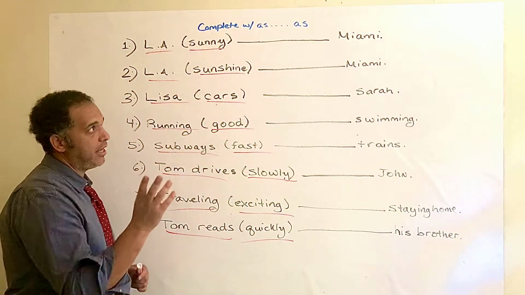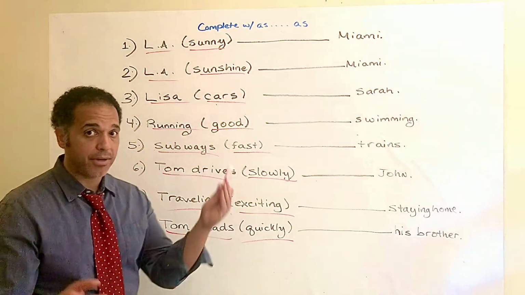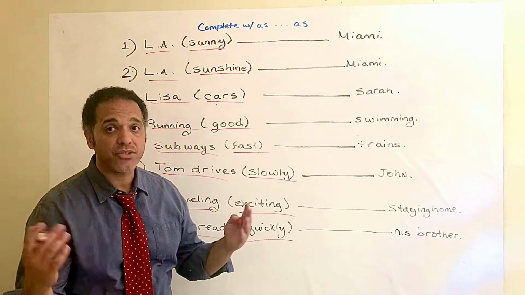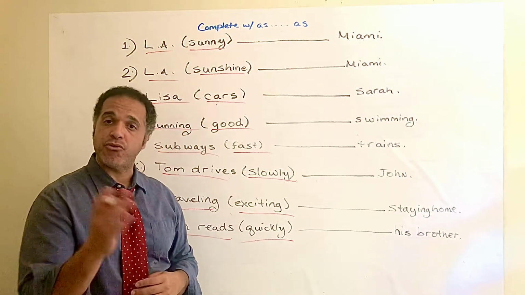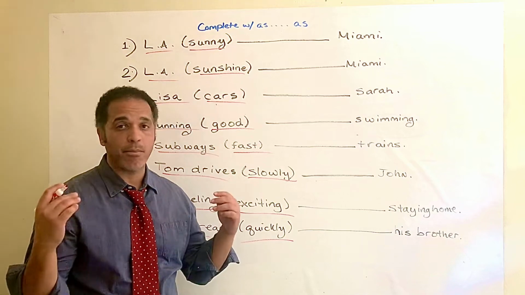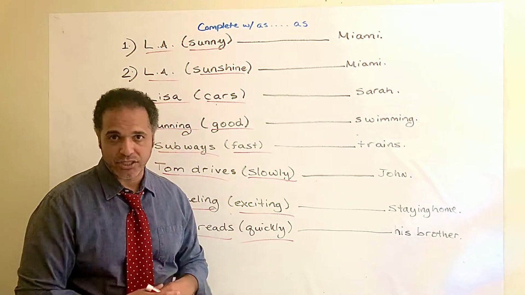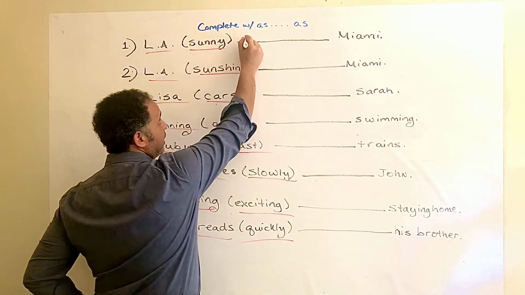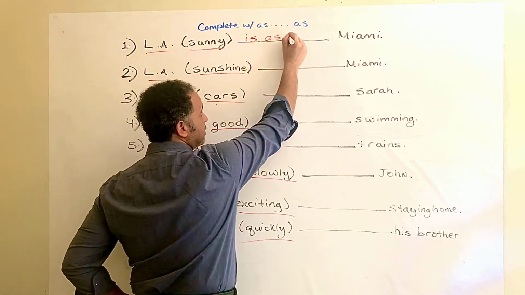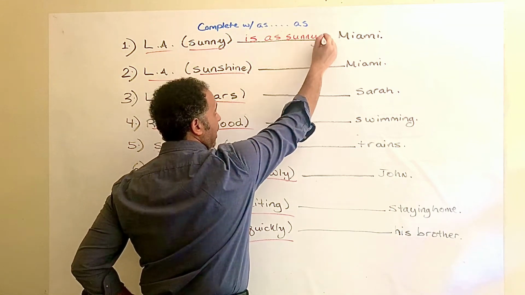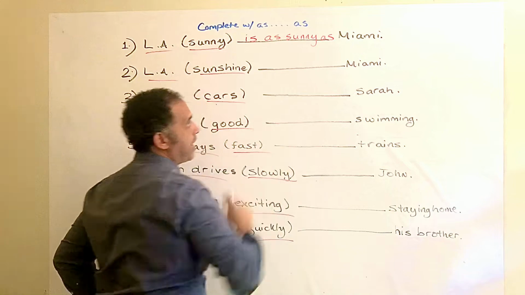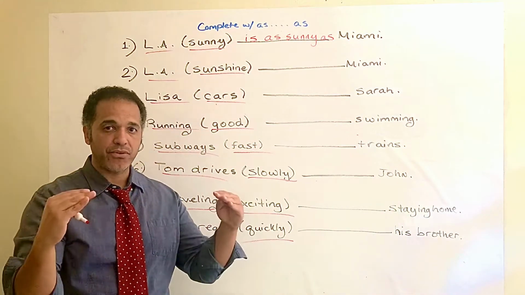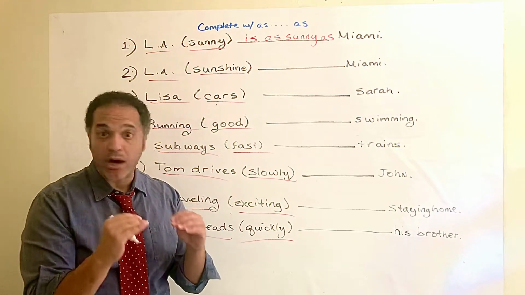Number 1, LA blank Miami. I'm comparing both of the cities, but we are specifically talking about how sunny each of them is. If you are not familiar with these two cities, they are both known for having a lot of sunshine. So it's the same. LA, this is an adjective, is as sunny as Miami. And that's how you would make the sentence. And all you are saying to someone is that both of them are equal when it comes to how sunny they are.